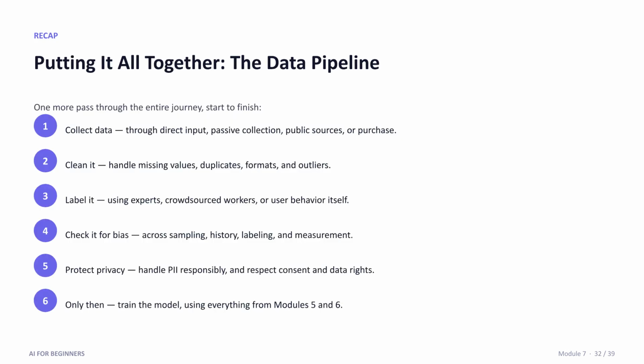Let's recap the full data pipeline. First, we collect the raw data. Second, we clean it. Third, we label it for the model. Fourth, we check for potential bias. Fifth, we ensure privacy and security. Only after these critical steps are finished do we actually begin training the model.